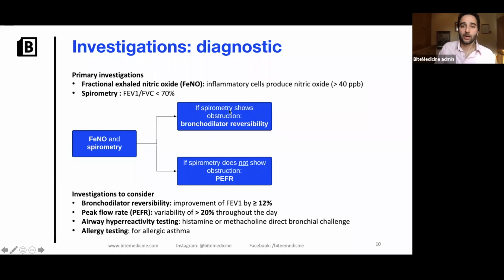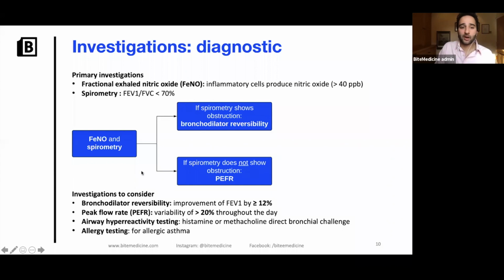Based on your spirometry, if the spirometry shows obstruction, like we just talked about, we then do something called bronchodilator reversibility testing. That's when you give a bronchodilator to these patients and you see if there's an improvement of their FEV1. Like we said, asthma is reversible airway obstruction. So NICE say if there's reversibility of more than or equal to 12%, that is suggestive of asthma. So the easiest route to diagnosing asthma is FeNO raised, spirometry obstructive, and bronchodilator reversibility positive. You can diagnose asthma.